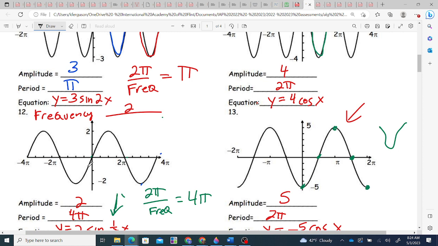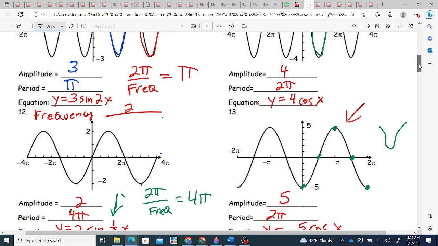Right here, between 0 and 2 pi, I only have half a cycle. So the frequency is 1/2. All right, this is a sine graph. So that's half the cycle. So the frequency is 1/2. And then right here, this graph is 1 complete cycle between 0 and 2 pi. But this one, the graph is negative, and so it's a reflection.